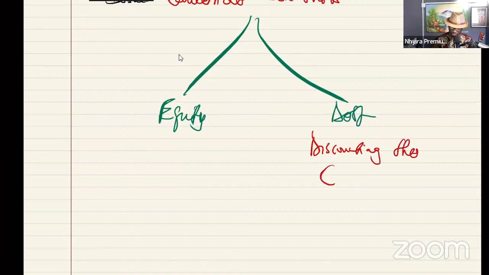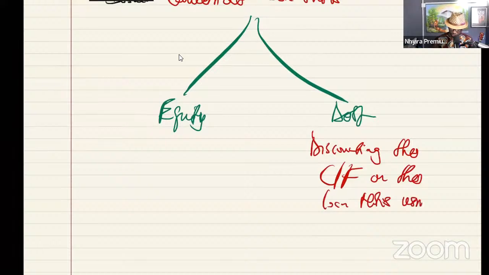Discounting the cash flows on the loan notes, using the effective interest rate.